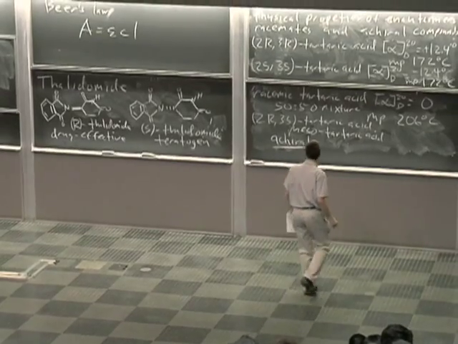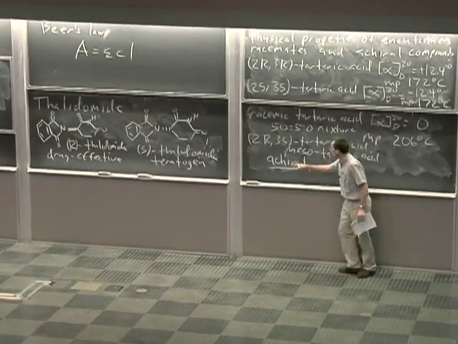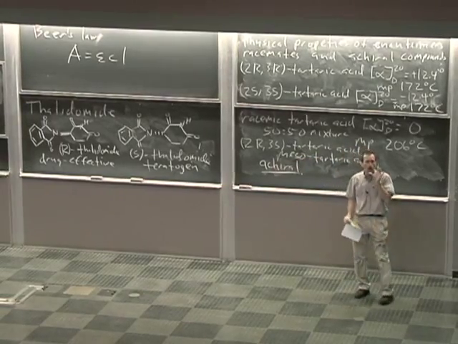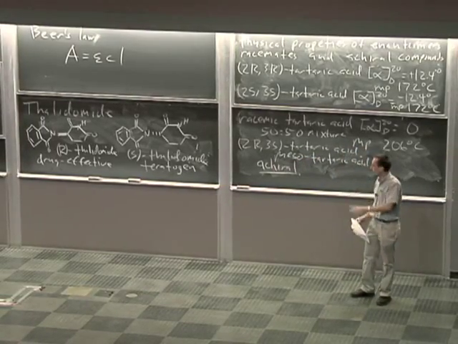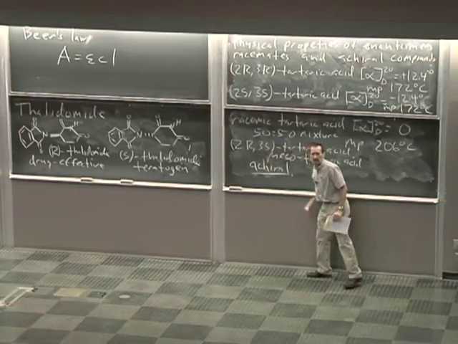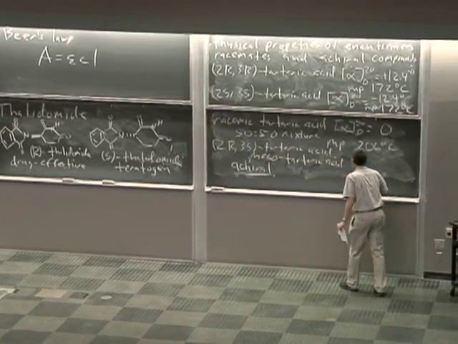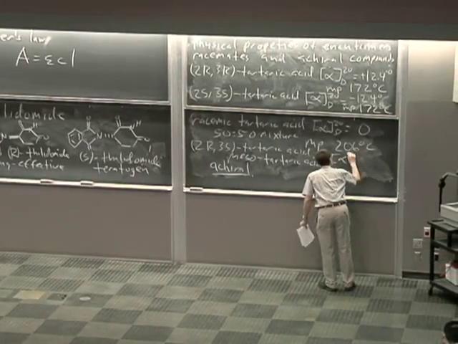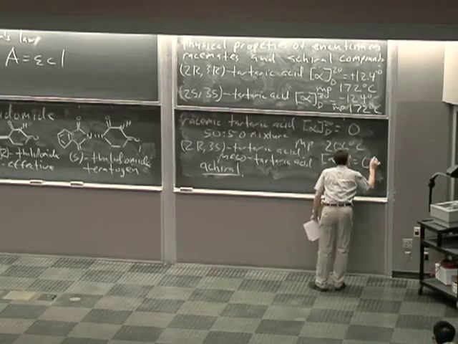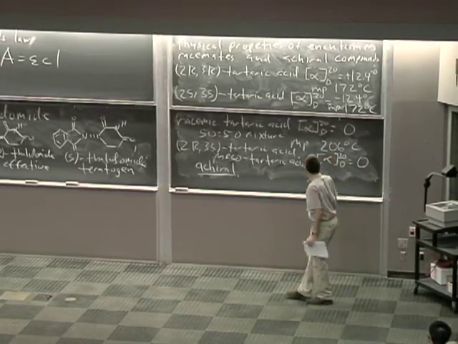Remember, mesotartaric acid was the one where you had 2 stereocenters, and yet the molecule had no chirality. If you will, the 2 stereocenters canceled each other out, giving us a plane of symmetry. So the specific rotation is going to be 0.